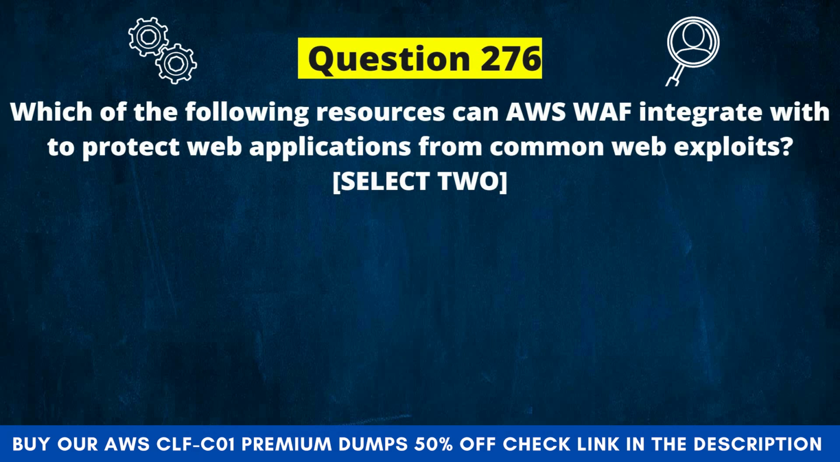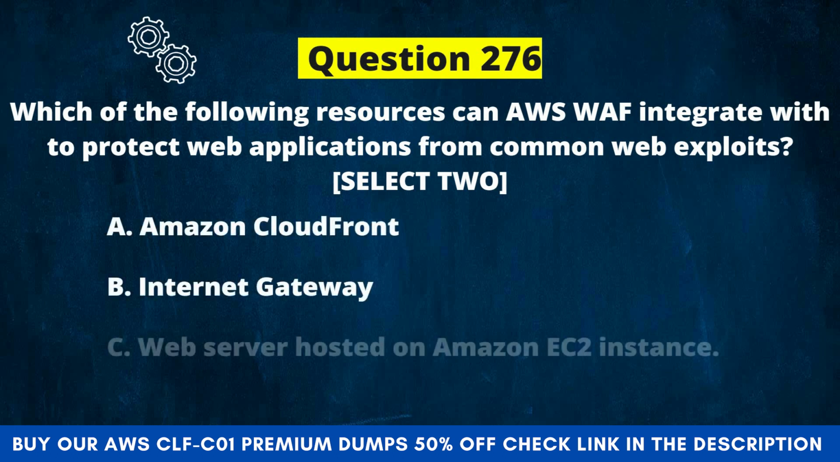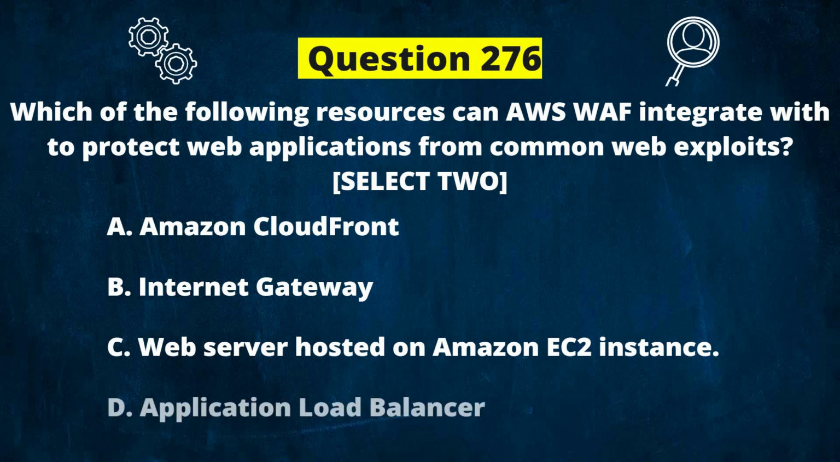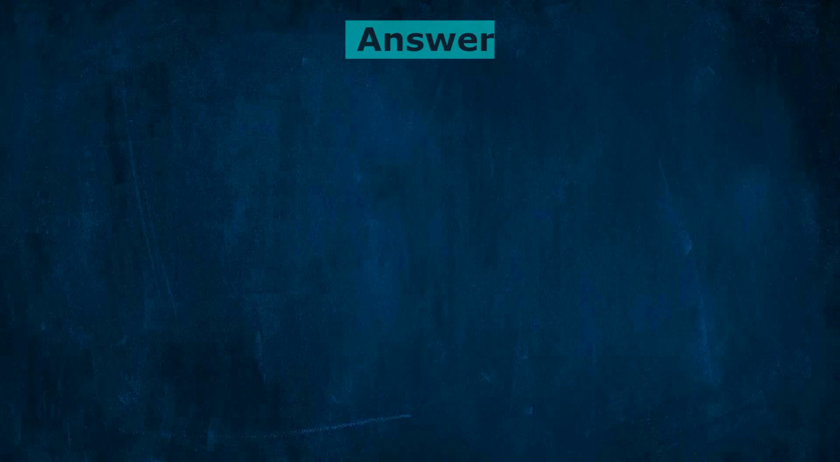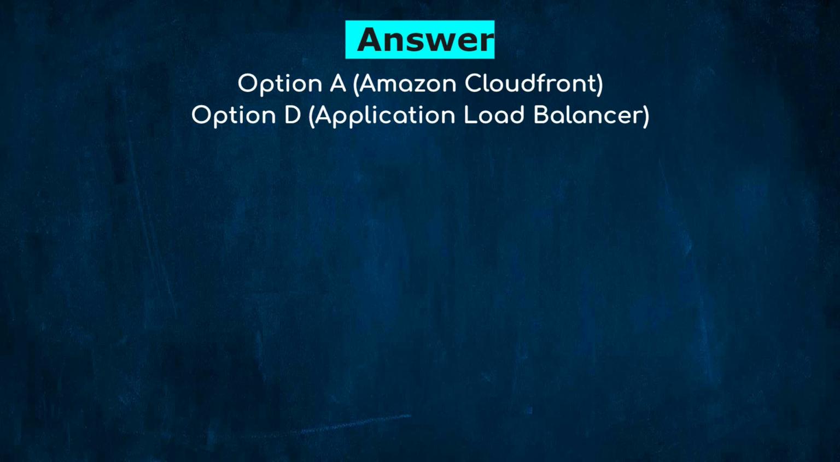Next question. Which of the following resources can AWS WAF integrate with to protect web applications from common web exploits? Select two options. And the options are: A. Amazon CloudFront, B. Internet Gateway, C. Web server hosted on Amazon EC2 instance, D. Application Load Balancer. And the correct answer is option A. Amazon CloudFront, and D. Application Load Balancer.